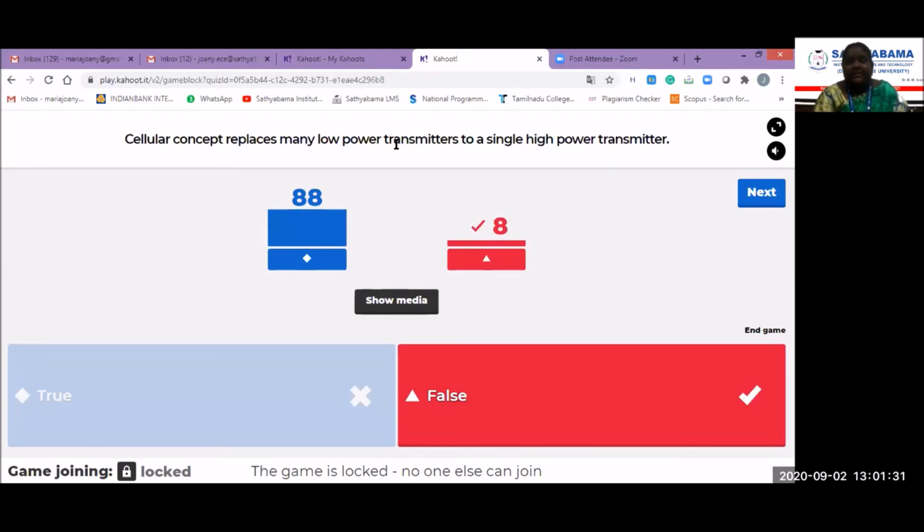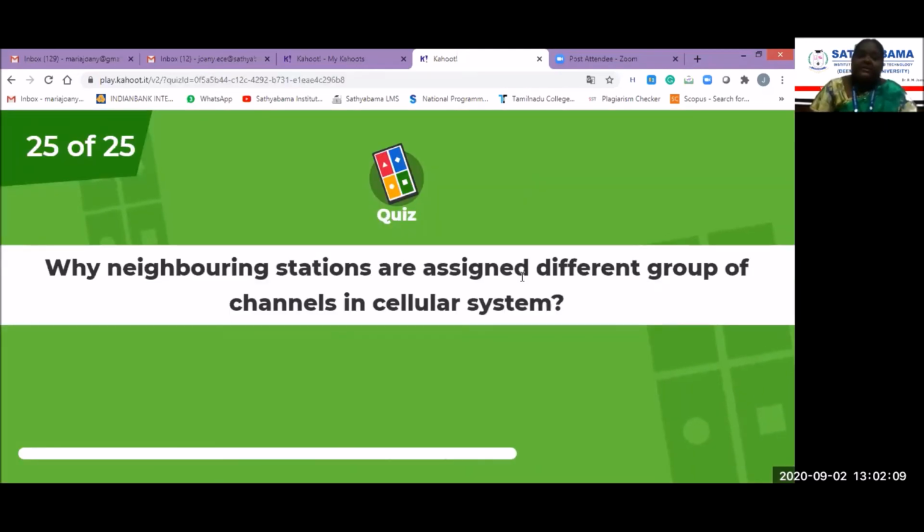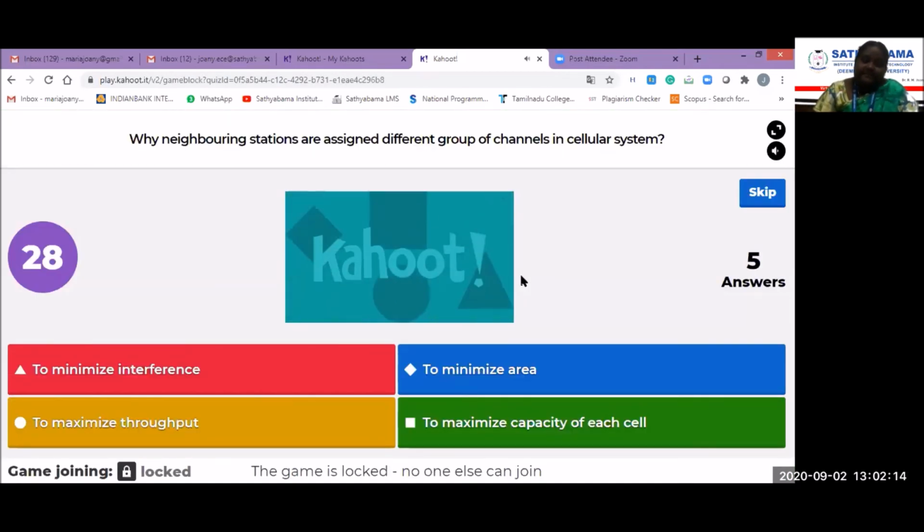So many cells will be created, and base stations will be created, replacing high power transmitters with low power transmitters. That is the intention, because the estimation cost and the installation cost of the high power transmitters will be high. So the correct answer is that the cellular concept is used for converting high power transmitters to low power transmitters. Only a few of them have answered. Why are neighboring stations assigned different groups of channels in the cellular system? So I think most of you would answer this.